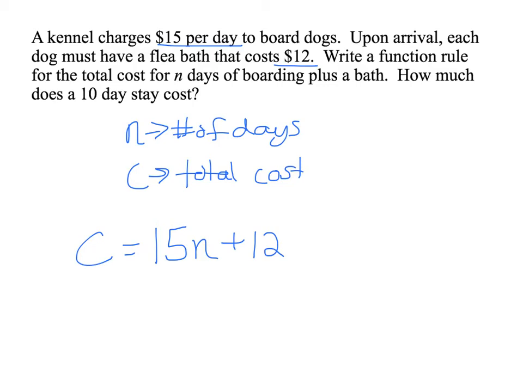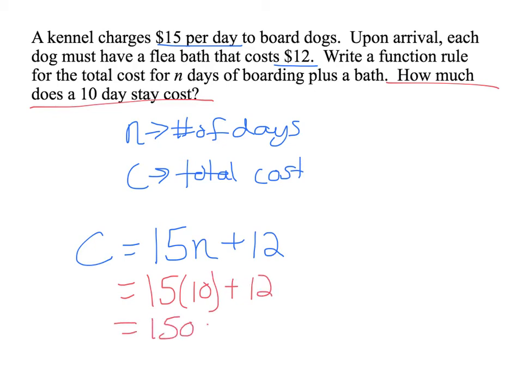And then this part right here, how much does a 10-day stay cost? Well, if N is the number of days, we just plug in 10 for N. So we have 15 times 10 is 150 plus 12 is equal to $162. The cost would be $162 for your dog to stay for 10 days.